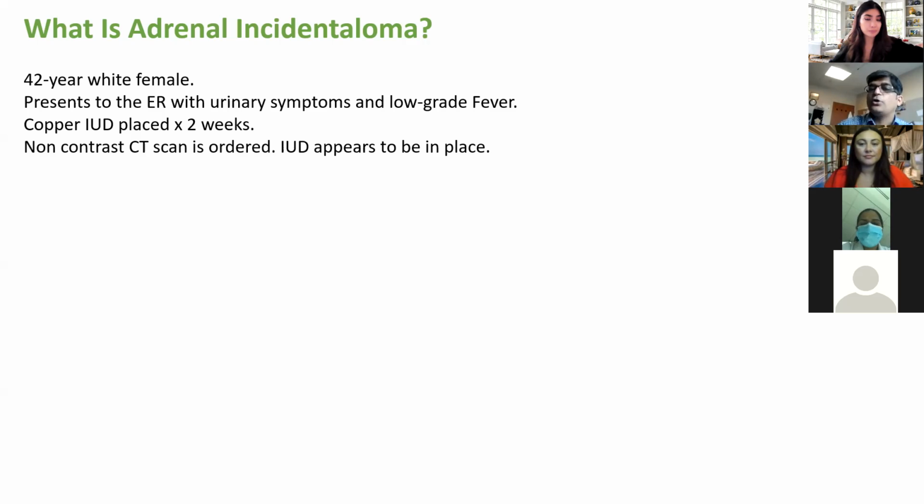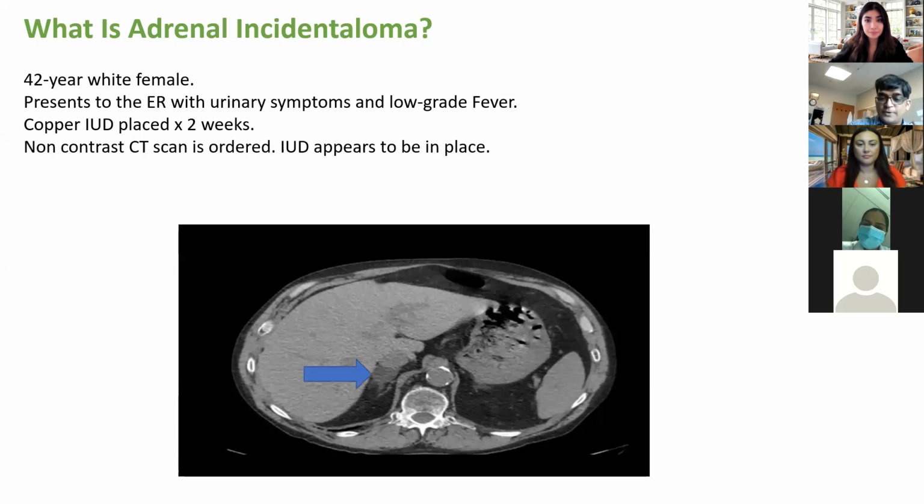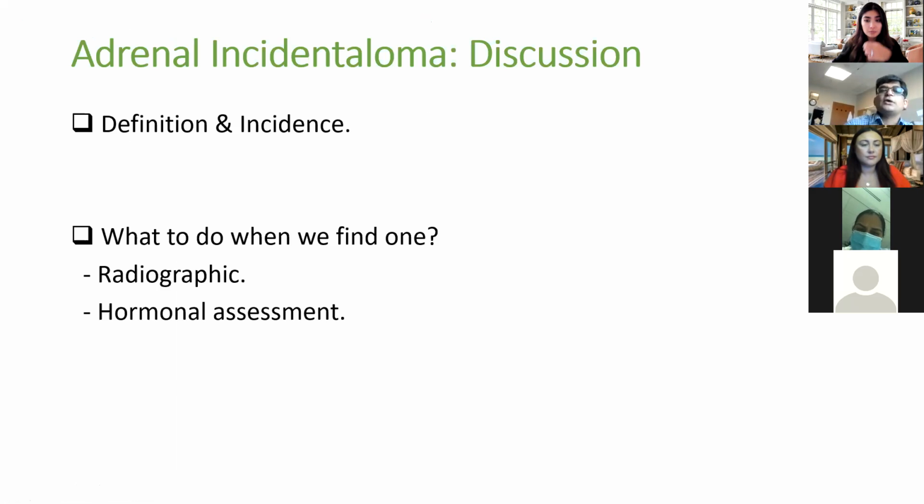So correctly, a non-contrast CT scan was done to see if the IUD was still in place or if there was perforation. The report came back and showed that the IUD was in place. However, it showed this adrenal nodule. This is on the right side, and you see it here. I've put an arrow here. So this is an adrenal nodule. She went in with one complaint, and they wanted to make sure that the IUD was in place, but they ended up finding something totally unrelated, most likely not bothering her at the time of her presentation. So that is an adrenal incidentaloma.